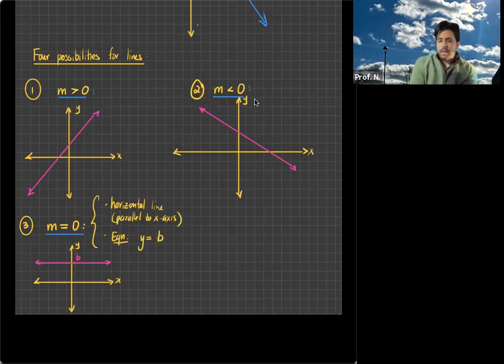So horizontal lines are y equals 10, for example. y equals 5. y equals negative 100. y equals a number represents a horizontal line.